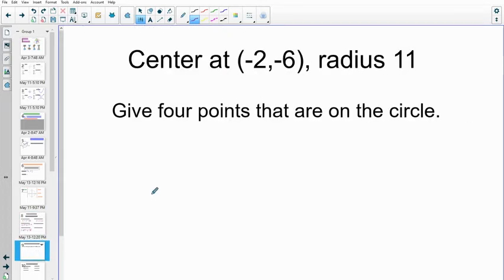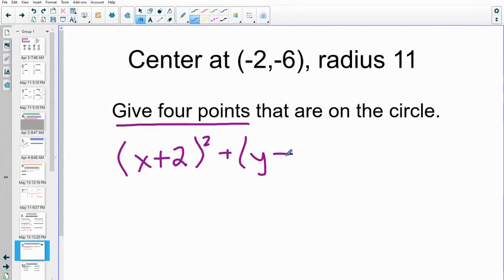And so if I say, write an equation for this circle, center at (-2, -6), radius of 11, and then give 4 points that are on the circle, well, let's get the equation down first. x minus -2, x minus the x value squared, plus y minus the y value, y minus -6, looks like y plus 6 squared, equals the radius squared, and 11 squared is 121. Now, there are an infinite number of points that are on this circle. There's an infinite number of solutions to an equation like this one. I want to talk about the 4 easy ones to get.